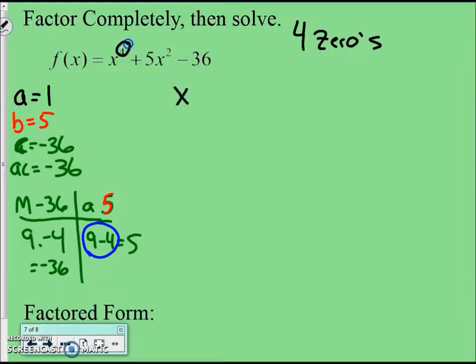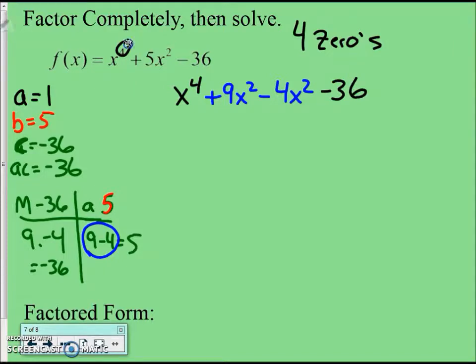So we're going to rewrite our equation, x to the 4th plus 5x squared minus 36. We're going to rewrite it as x to the 4th plus 9x squared minus 4x squared minus 36.